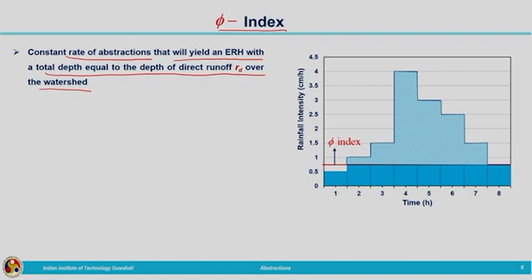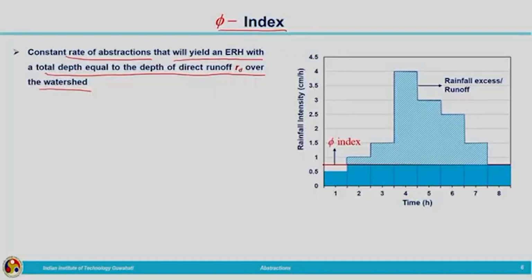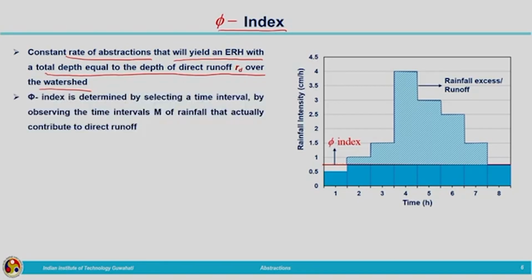So, the remaining rainfall is the excess rainfall hydrograph, which contributes a runoff equivalent to a depth of RD. This is the rainfall excess or runoff depth, that is, we are assuming whatever rainfall excess is coming is equivalent to the runoff depth. So, how to determine this phi index? That is the next question. For this we need to have an idea about the runoff depth.